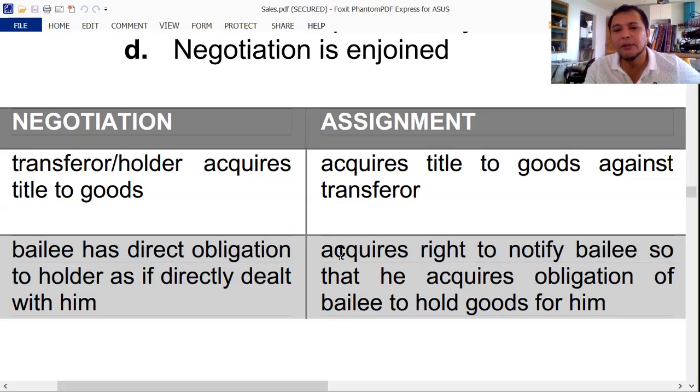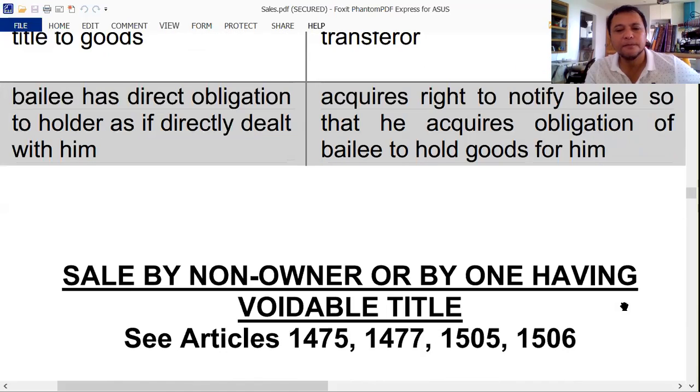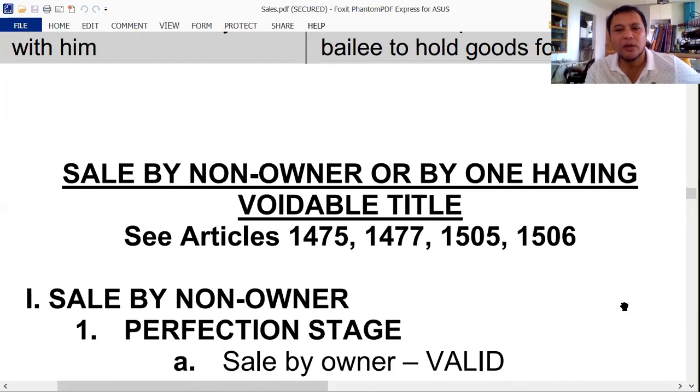But in assignment, the assignee acquires the right only to notify the bailee, the warehouseman, so that he acquires the obligation of the bailee to hold the goods for him. Okay, so that's the only right that the assignee or the transferee acquires. No, he can notify the bailee, please hold the goods for me. Okay, those are the topics of part 3.